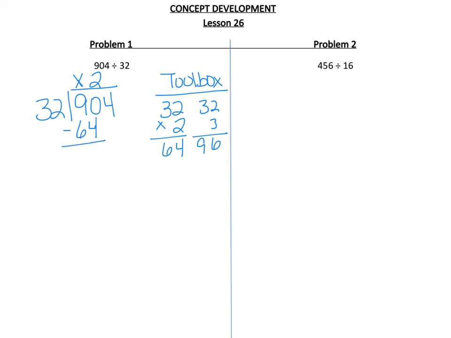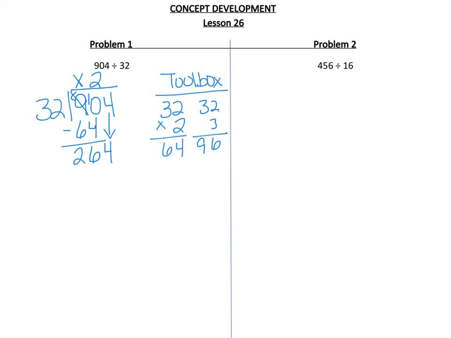Lining up. 0 minus 4 I can't do. 4 is too big and 0 is too small. So I've got to borrow. That 9 becomes an 8 and that 0 becomes a 10. 10 minus 4 is 6. 8 minus 6 is 2. And now I have to bring down. Notice it's a straight line. Uh-oh. 264 divided by 32.